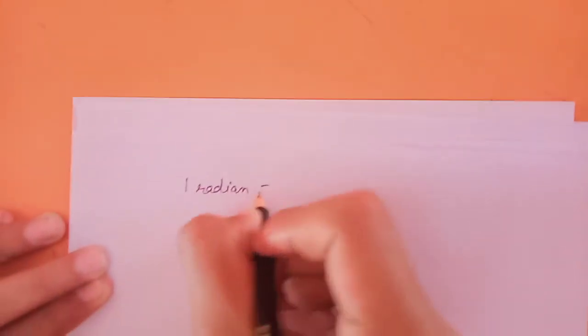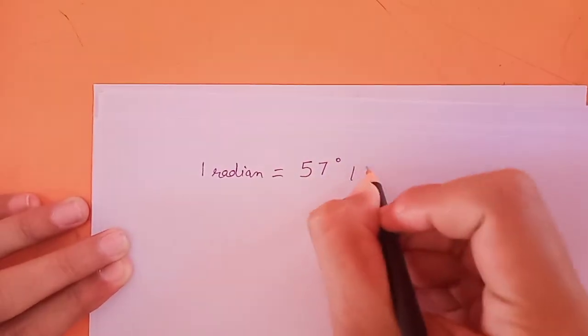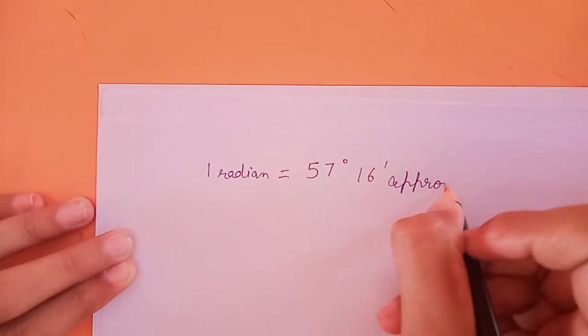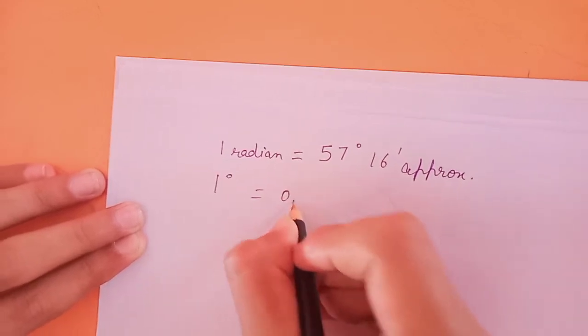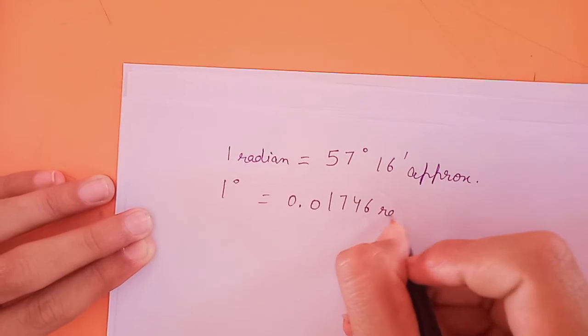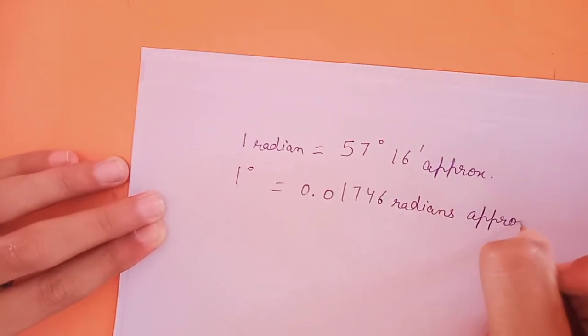Now tell me again, 1 radian is equal to how many degrees? It is equal to around 57 degrees 16 minutes. It is approximate. Okay, and 1 degree is equal to 0.01746 radians, and it is also approximate.